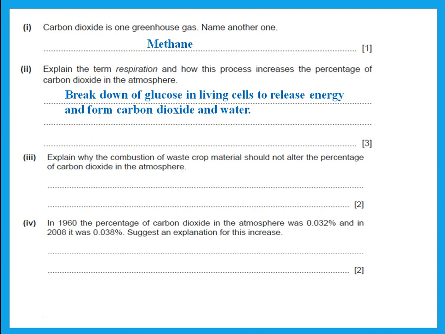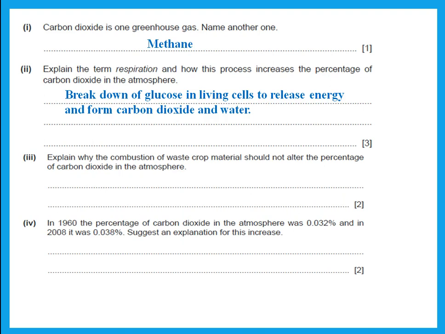What is he talking about? He's talking about combustion, and then he's saying does not alter. You remember the word alter means does not change the percentage. So when I burn something, it does not change the amount of carbon dioxide in the air. But what are we burning? We're burning crops. What are crops?